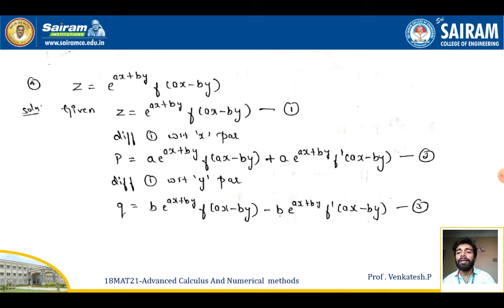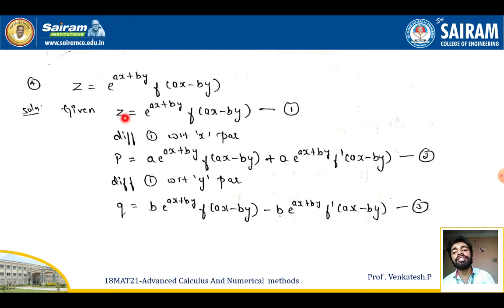One more example, z is equal to e power (ax plus by) into f of (ax minus by). So the given problem is z is equal to e power (ax plus by) f of (ax minus by). Call it equation number 1. So differentiating equation number 1 with respect to x, since both the terms contain the x variable, we have to use the product rule here.